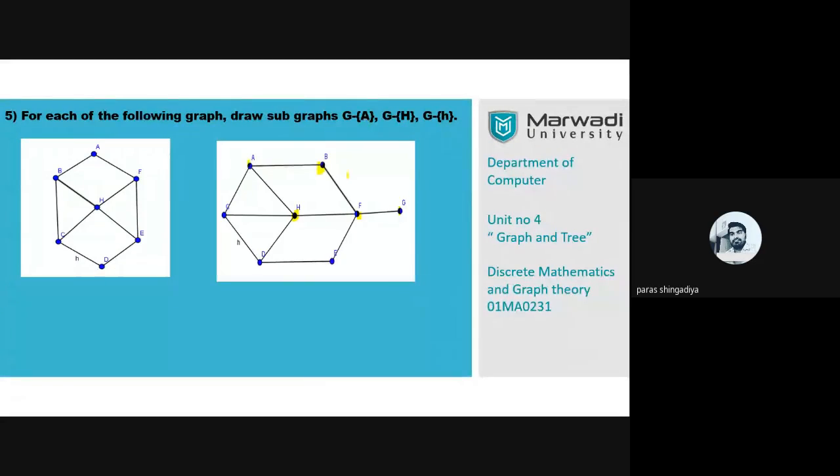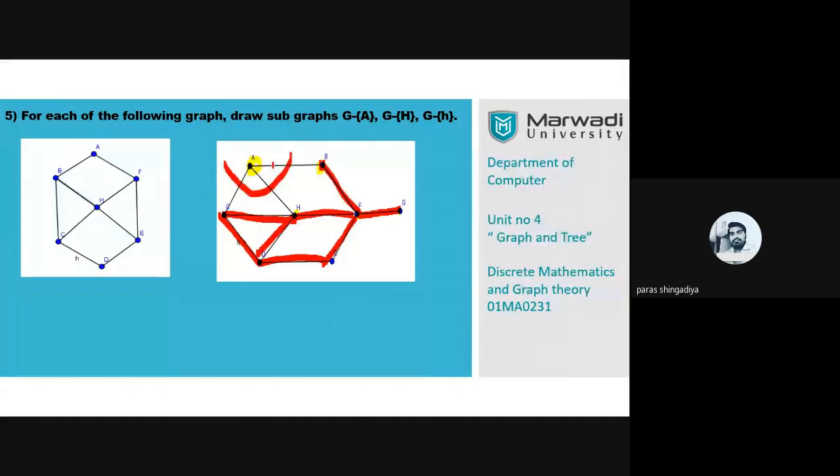So G minus A means you have to remove this vertex from the graph. When we delete this vertex from the graph, what is remaining? This edge will be remaining, this edge will be remaining, this edge will be remaining, this vertex will be remaining, that is, this part will be remaining. And we just delete A, so this part will be removed from this graph, these 3 edges with this vertex will now be removed.